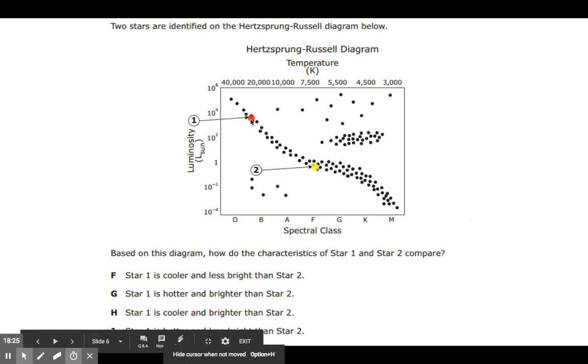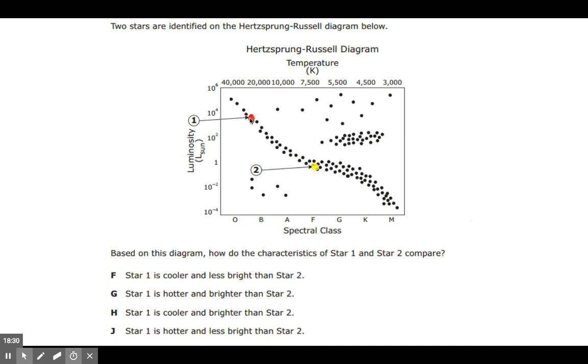Star 1 is above star 2, higher in the graph, so it is brighter. It's at 10 to the 4th power, and this one is only at 1. So star 1 is brighter.